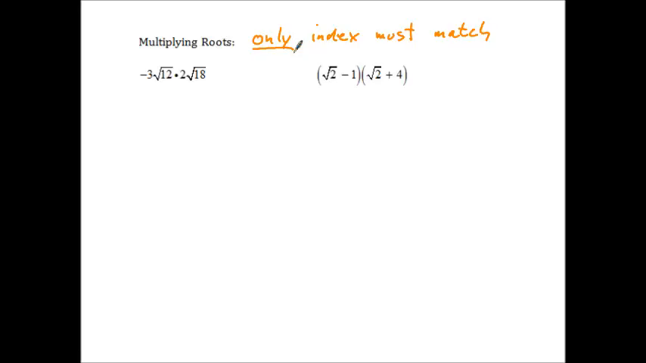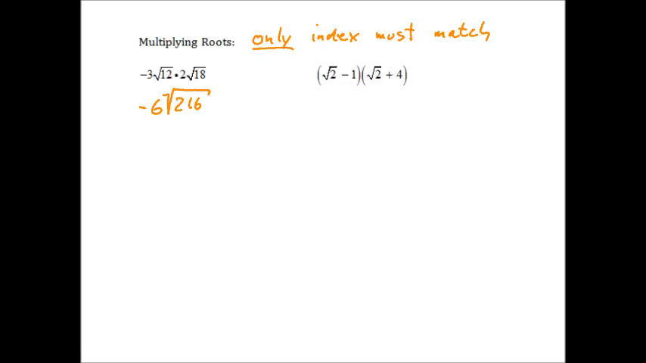Alright, then if we go ahead with our left example, we multiply the two numbers on the outside. Negative 3 times 2 is negative 6. And then we multiply the two numbers underneath the radical, 12 times 18, and that's 216. And yes, you are welcome to use your calculator to do that. Can we simplify this radical expression any further?